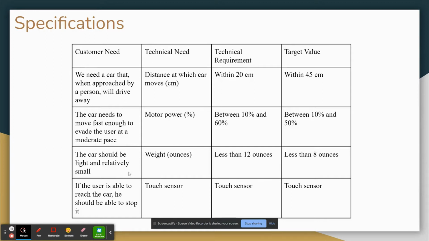And for being light and relatively small, we changed that to weight in ounces. The technical requirement is less than 12, and the target is less than 8. And for being able to stop, we just said it should use the touch sensor for that.